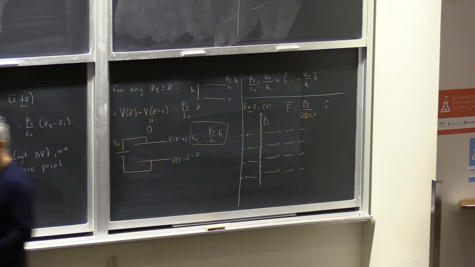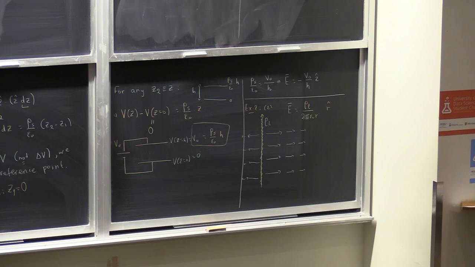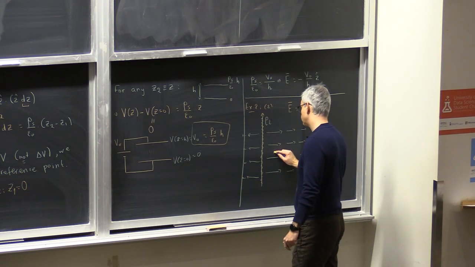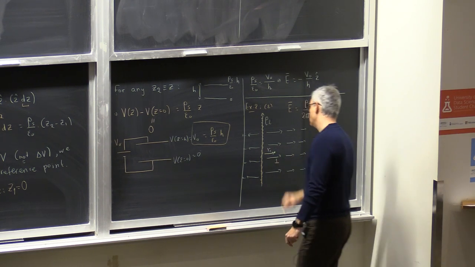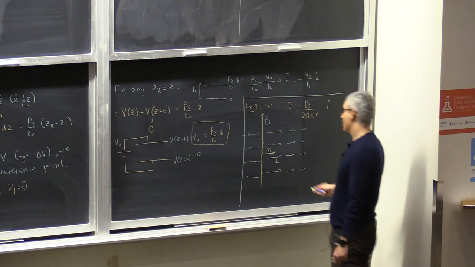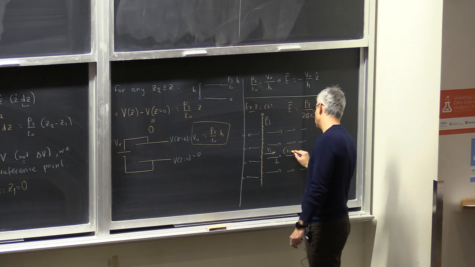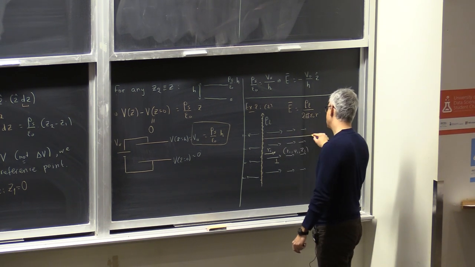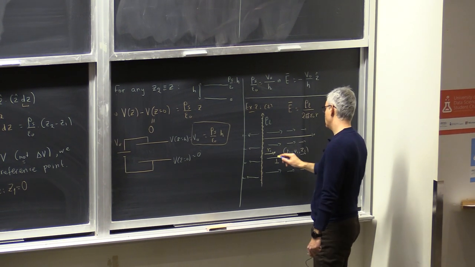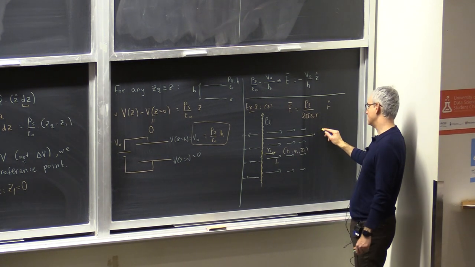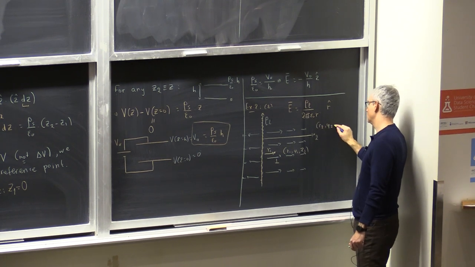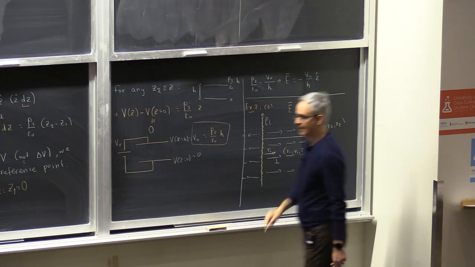So again, I will apply this definition to find the potential difference between two points, 1 and 2. One at a distance r1 and another at a distance r2. So my point one is at r1, phi1, z1, point two is at r2, phi2, z2.